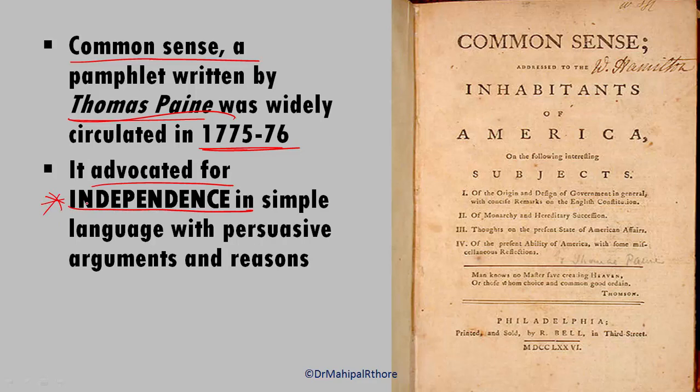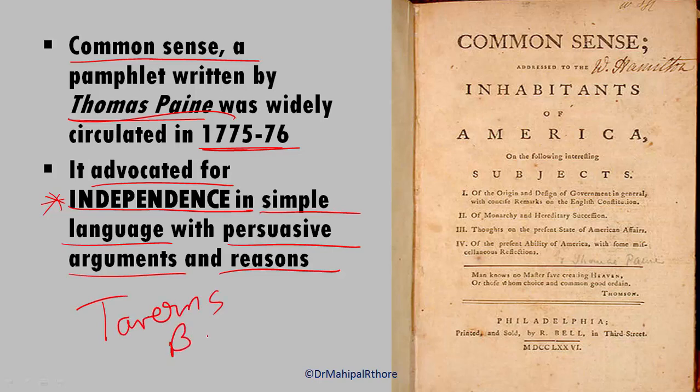Remember, the first Continental Congress had not demanded independence. They had just boycotted British goods, stopped trade, encouraged the use of domestic products, and so on. But Thomas Paine wrote that we need independence. He wrote it in very simple language that could be understood by everyone, and he was very persuasive. He used persuasive arguments and reasons. This pamphlet was read widely in taverns, bars, places where people sit and discuss things.